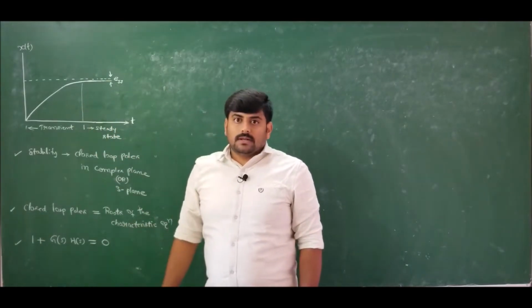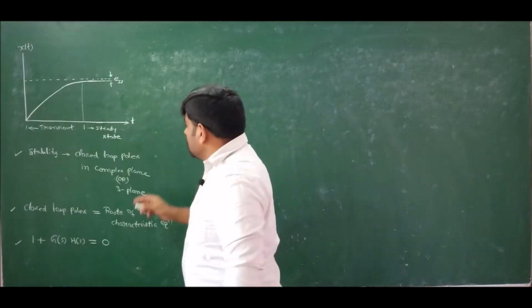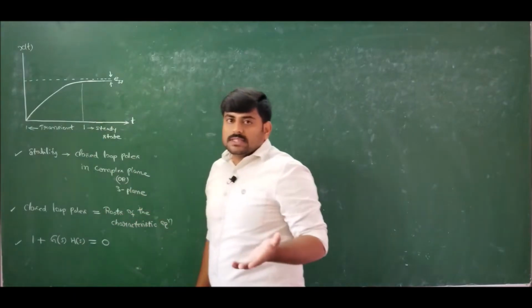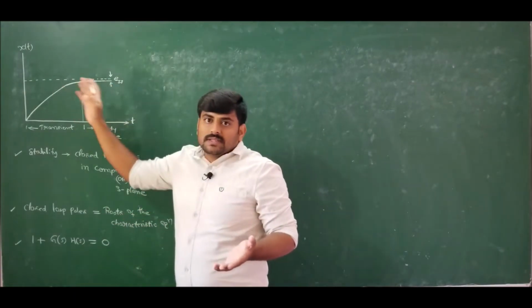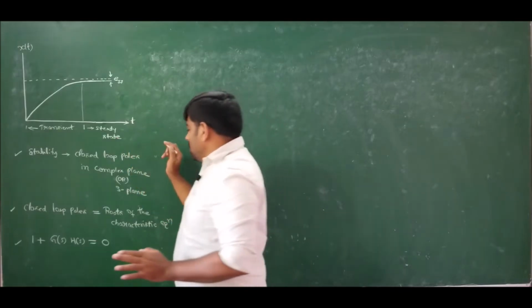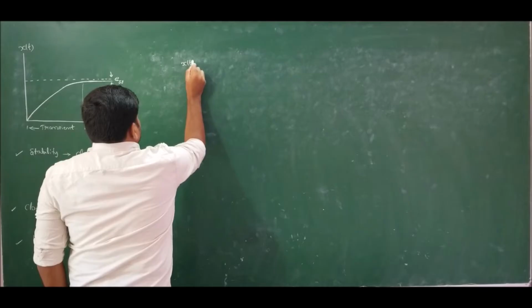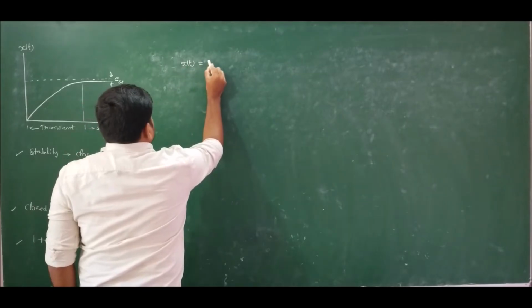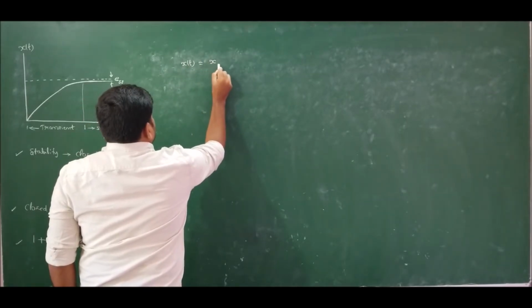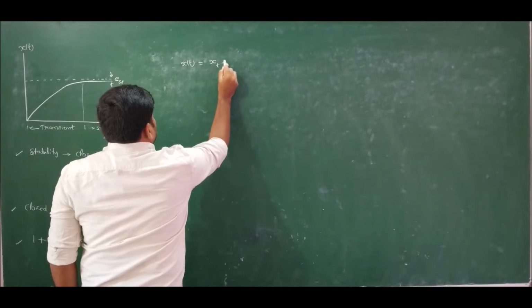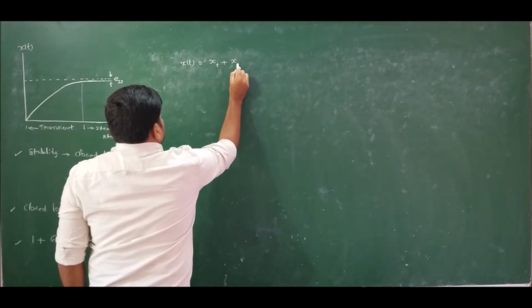Now, as I said, the system response is nothing but the output of a system as a function of time. As I said, the system response x(t) has two parts, that is x transient plus x steady state.